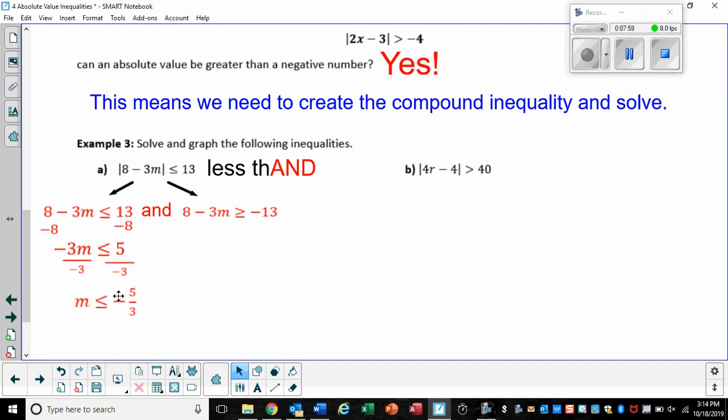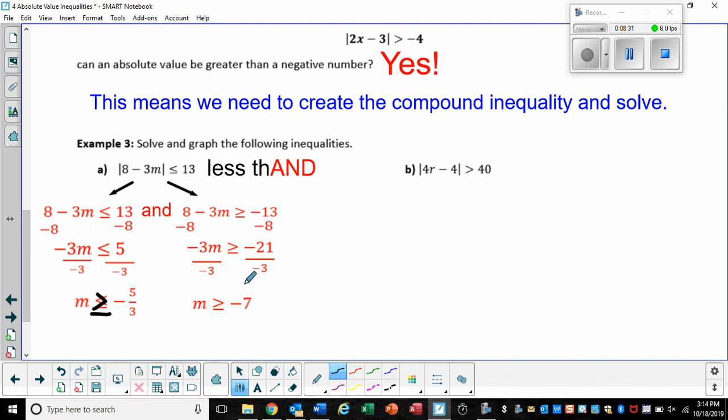And I get m is less than or equal to, oh wait, this should be greater than or equal to, shouldn't it? Shoot, did I mess it up? I think I did, which means I probably messed up everything on this problem. So this should be greater than because I divided by a negative. Okay. Now I'm going to subtract 8 from these two sides. I get -3m is greater than or equal to -21, which I'm not going to do that one yet. Then I divide everything by -3, and I should have x is less than or equal to -7.